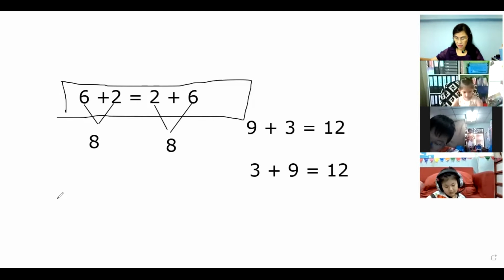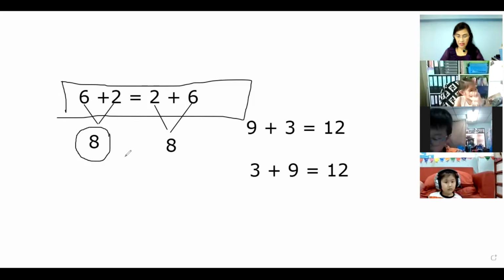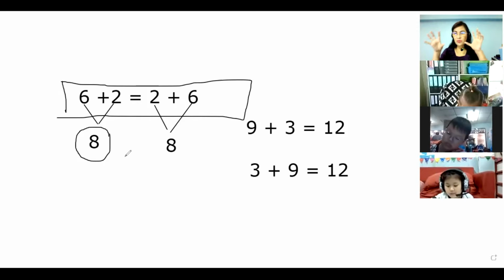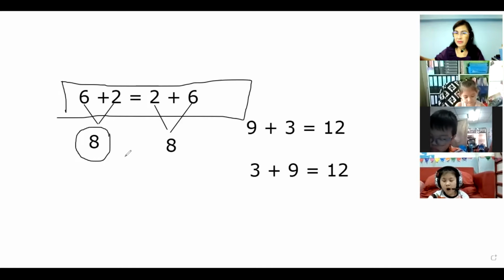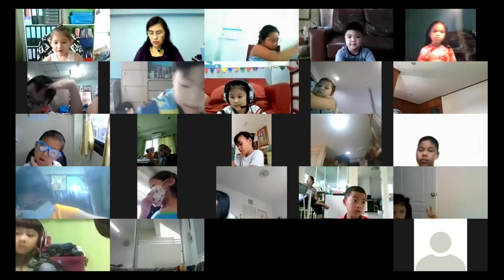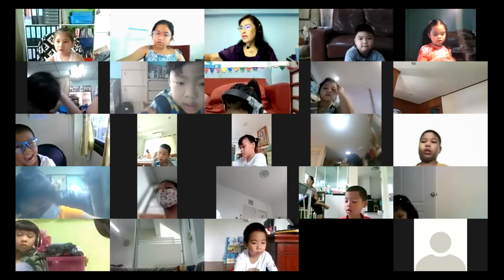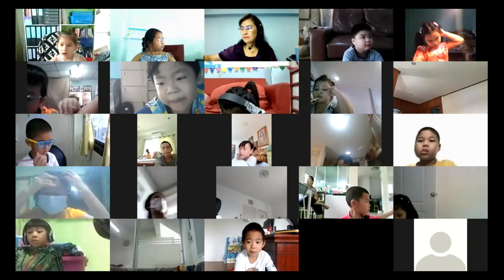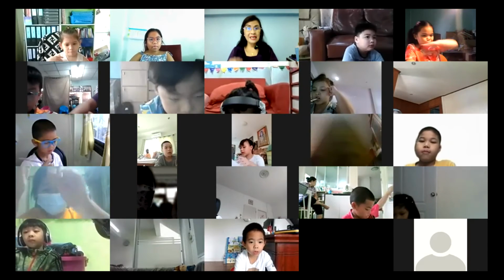Then we give the answer. Now 6 plus 2 is equal to, you have the answer, 8. You write 8. For number 1, 6 plus 2 is equivalent to 8. Now for number 2, you are going to write the numbers you have. 4 plus 2 is equal to blank plus 4. What's the answer for number 2? The answer is 2.